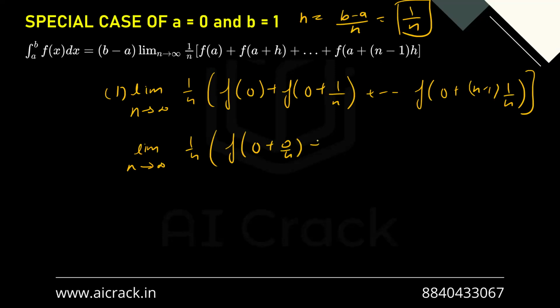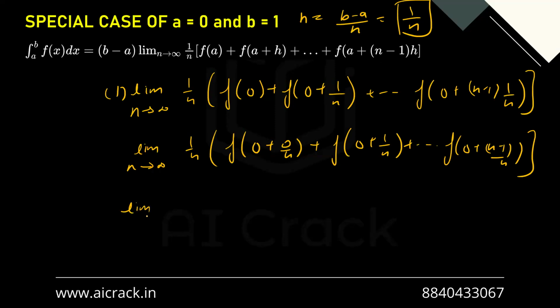Now this can be written as limit n approaches infinity (1/n)[f(0/n) + f(1/n) + ... + f((n-1)/n)], right? Now we can see that the variable over here goes 0, 1, 2, 3 till n minus 1. Right. So this can be written as limit n approaches infinity (1/n) sigma r equals 0 to n minus 1, right? And this becomes function of r/n, right? Because r/n is going from 0 to n/n.